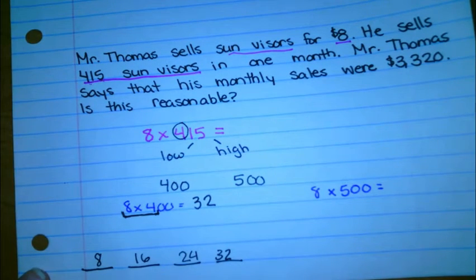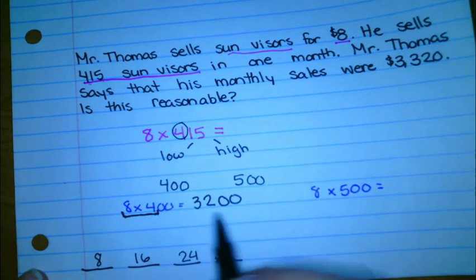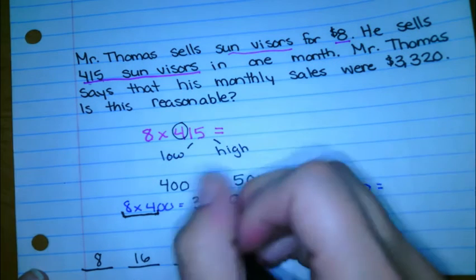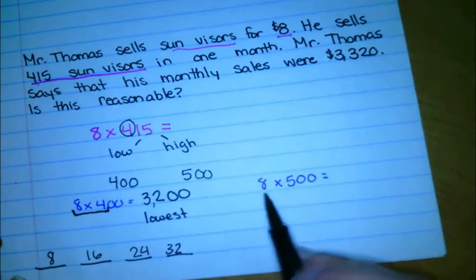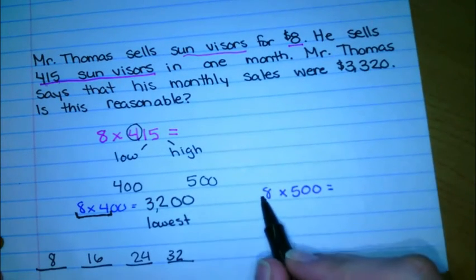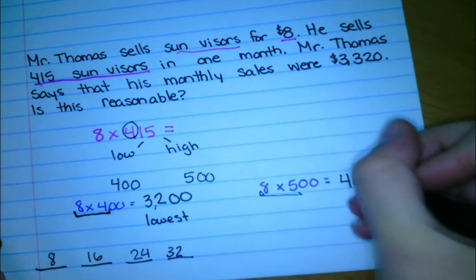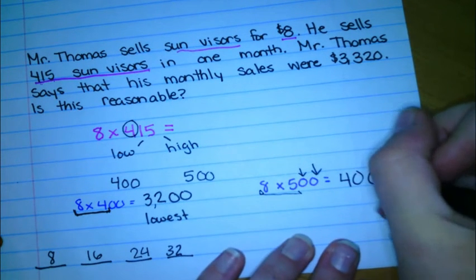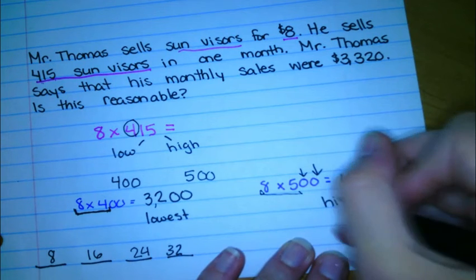But I wasn't doing 8 times 4. I was doing 8 times 400. So my answer isn't 32, it's 3200, which after I put my 2 zeros back, I can see is 3,200. So this is the lowest possible answer that would make sense. The highest possible answer is going to be 8 times 500, which is the base fact of 8 times 5. 8 times 5 is 40, and I ignored these 2 zeros because it was 100. I put those 2 zeros back, and I see my highest possible answer is going to be 4,000.